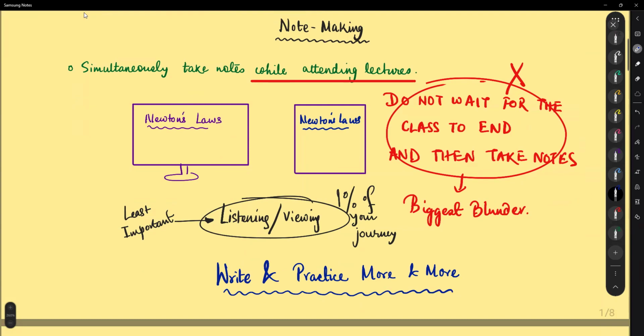And the minimum is 25 questions per subject per day you should solve. And I'm not talking about theoretical questions or subjective questions. I'm talking about objective questions, that is MCQs. 25 MCQs per subject per day you should solve. If you are a JEE student, then it is PCM for you. If you are a bio student or a NEET student, it is PCB for you. You should solve 25 questions per day per subject.